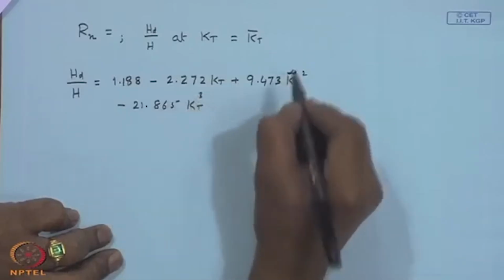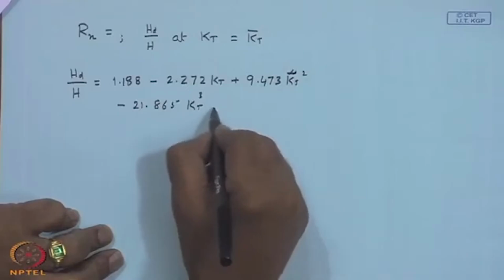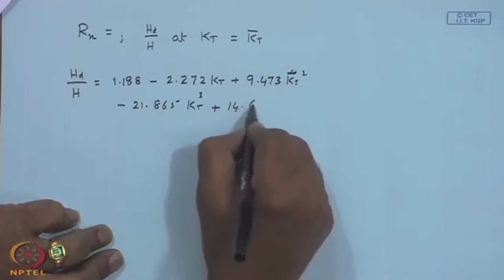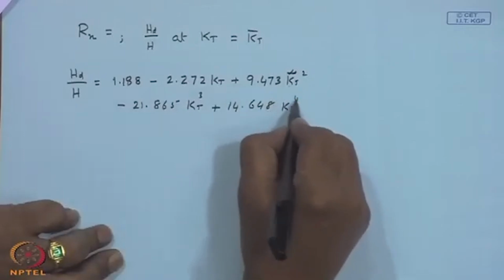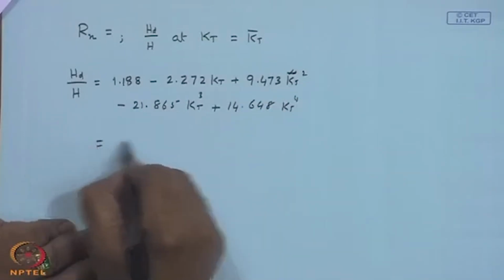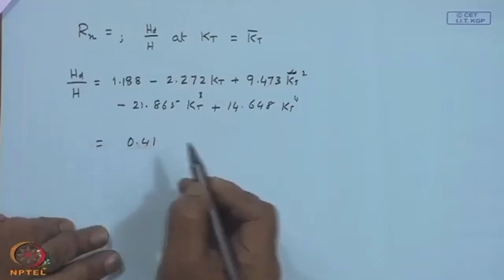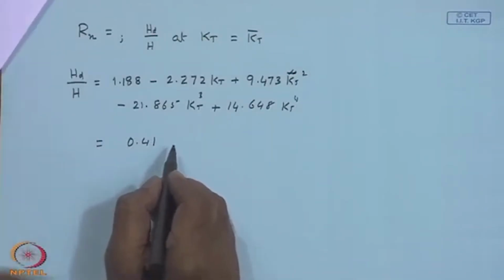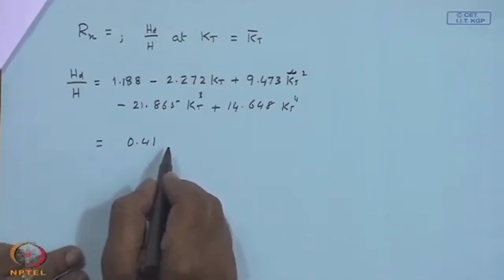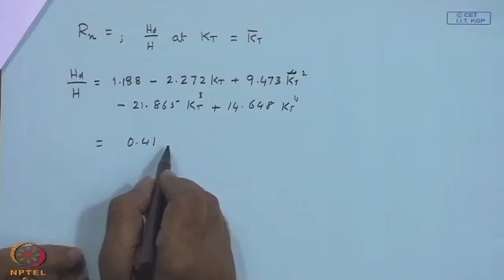See, this bar I should not have drawn it, plus 14.648 kT to the power 4. So, if you calculate, this is 0.41. So, at a given numerical value, at least in this range, it looks like the daily diffuse fraction is higher than the monthly average diffuse fraction. That is some time back also I have explained, HD bar by H bar is not summation of HD by H divided by n, but it is summation of HD by summation of H.